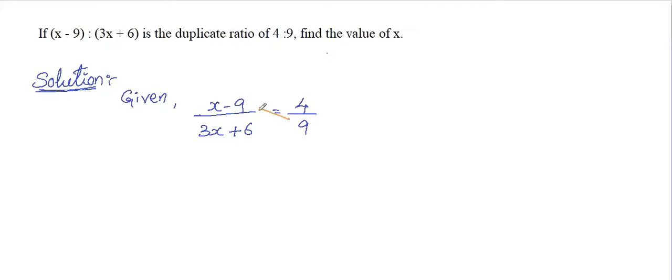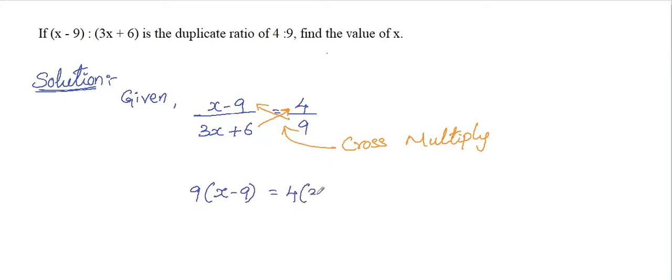So we can write like this: x minus 9 divided by 3x plus 6 equals 4 by 9. Now just cross multiply and find the value of x. If we cross multiply this, we'll get 9 into x minus 9 equals 4 into 3x plus 6.